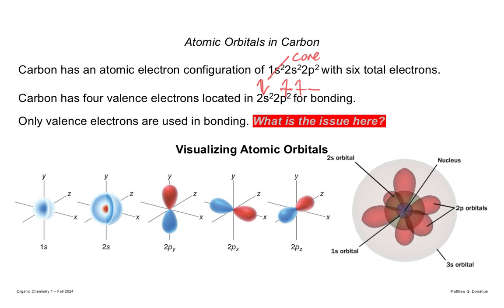The other issue is the axes in which these p orbitals reside in the atomic description do not fit what we see in alkanes, alkenes, and alkynes. So something has to happen to these atomic orbitals to change them to fit the bonding patterns that we observe.